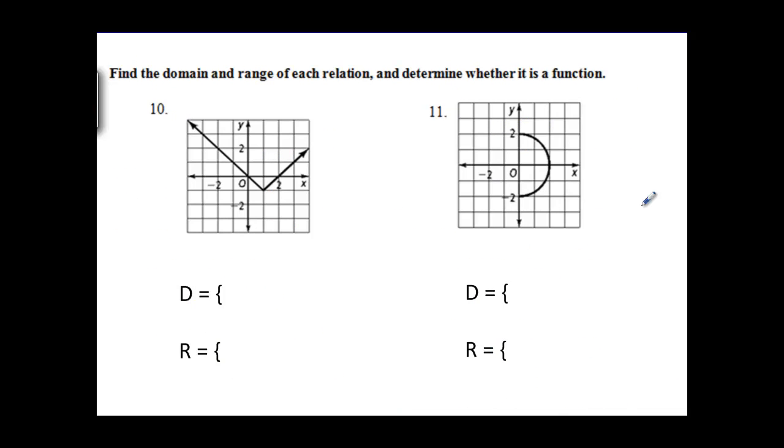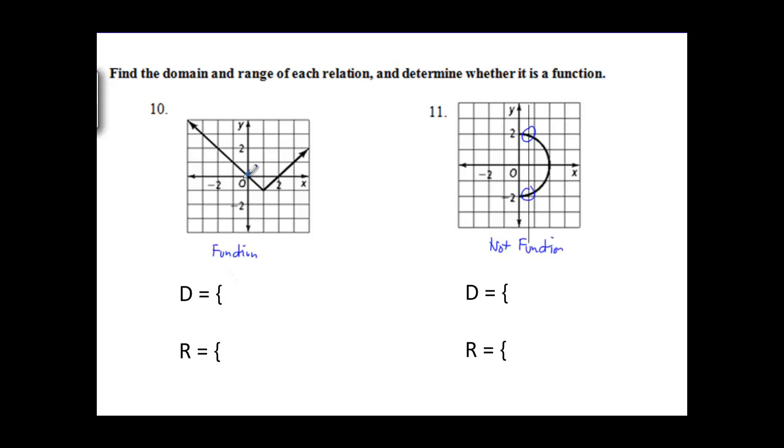Last couple problems. We want to find the domain and the range of each relation and determine whether it is a function. We have a graph, so let's use the vertical line test. If I move my vertical line through, it's still only crossing one time, still only crossing one time. It only crosses one time, so this is a function. If I drag it over to number 11, immediately it crosses here and here, so this is not a function. So we can write function, not a function.